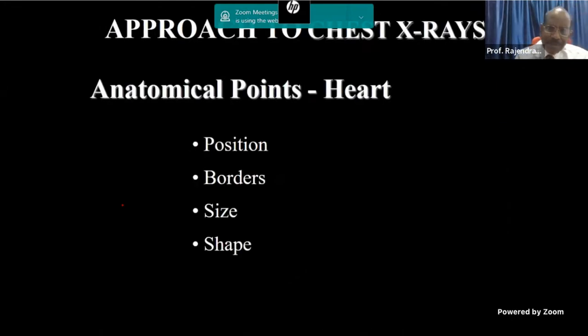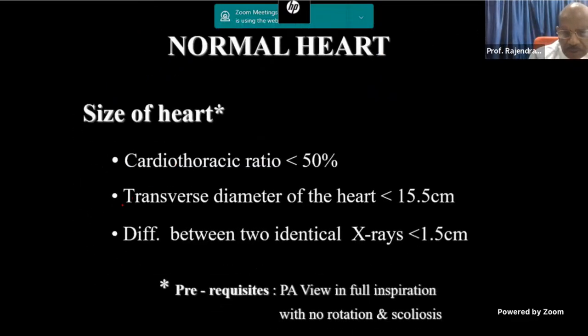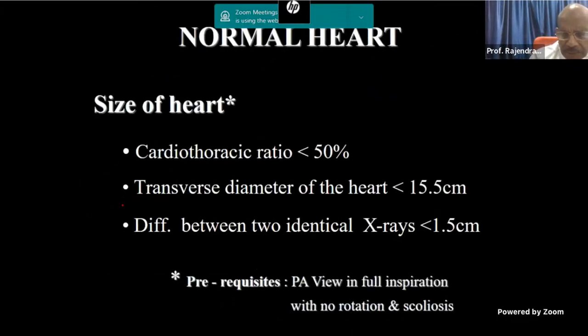About the heart, same thing. You need to know the border, size, and shape. Everything you have to read. Many times we are perplexed with the size of the heart, and there are many methods to see the size of the heart. The most important one is the cardiothoracic ratio.